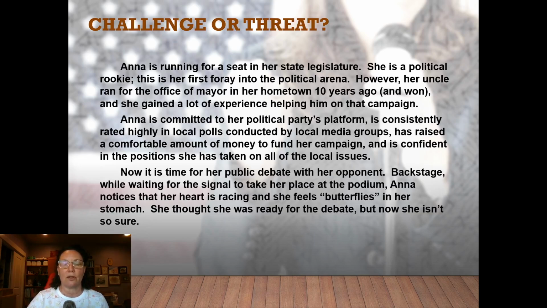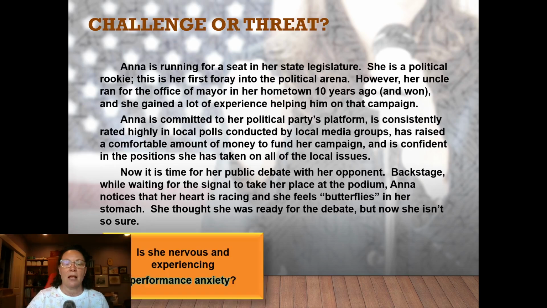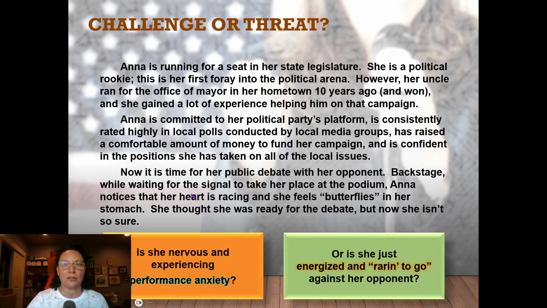Now it is time for her public debate with her opponent. Backstage, while waiting for the signal to take her place at the podium, Anna notices that her heart is racing and she feels butterflies in her stomach. She thought she was ready for the debate, but now she isn't so sure. How would you label what she's experiencing? Is she nervous and experiencing performance anxiety? Or is she just energized and raring to go against her opponent? How would you label what Anna is going through?